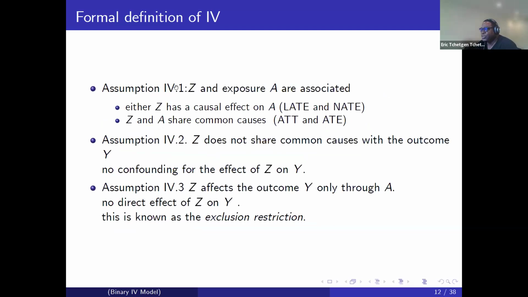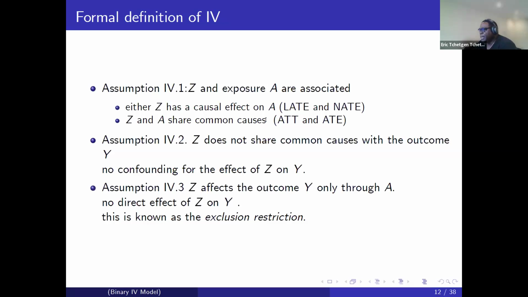The IV DAG encodes 3 assumptions. I'm going to refer to them as IV1 through IV3. IV1 is that Z, the IV, and the exposure A are associated. And there are various versions of this, either that Z is a causal effect of A, and that's needed for the LATE, which I'll introduce in a little bit, or Z and A share common causes, so the effect of Z on A can be confounded.